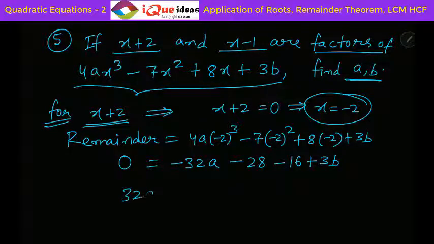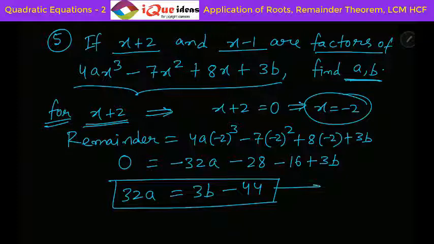So it is 32a is equal to 3b minus 28 and 16 together will be 44. Right? So this is one equation that we get from here. Okay, now whatever we did for x plus 2, let's do it for x minus 1 also. X plus 2 is a factor, we have done that. Now let's use x minus 1 as a factor.